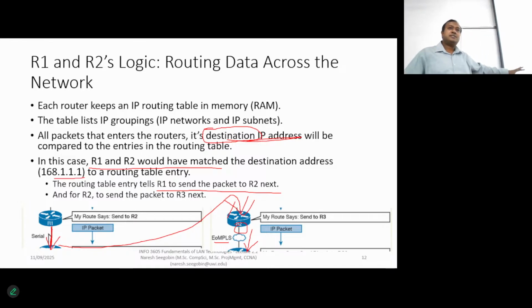So you'll notice a few things. One is something called serial first, and then something called EoMPLS. This demonstrates that the packet can go through different types of networks, not just the LAN networks we are doing in this course, but WAN networks as well, because IP is basically routable. It could go anywhere. You could see it from the internet, you could see it from home.